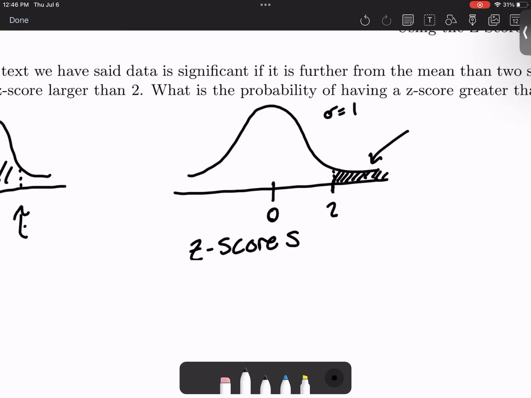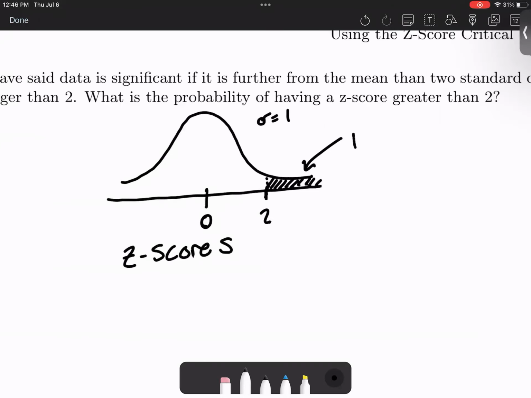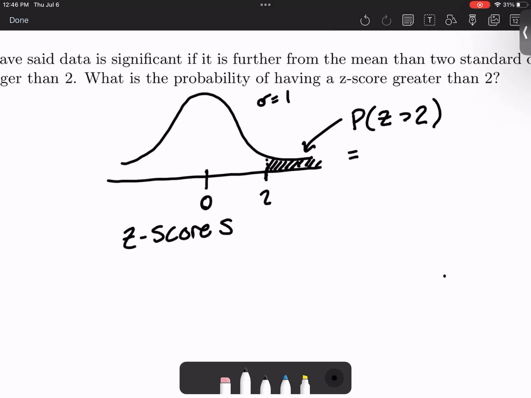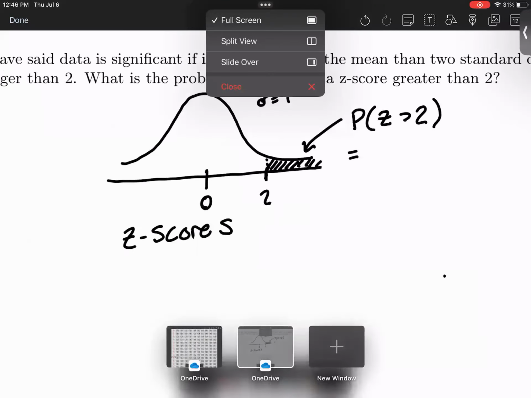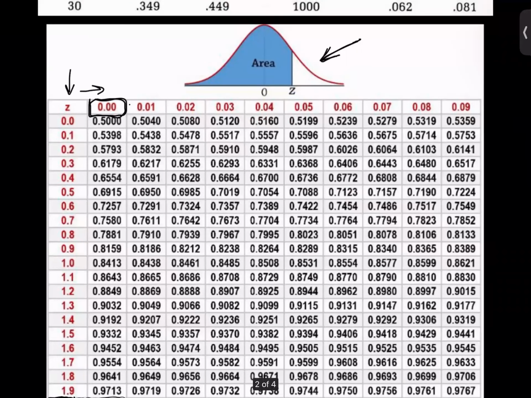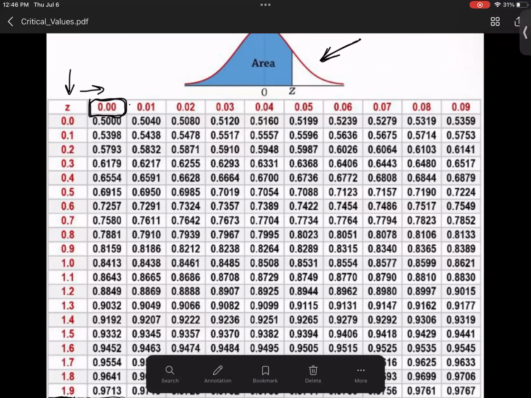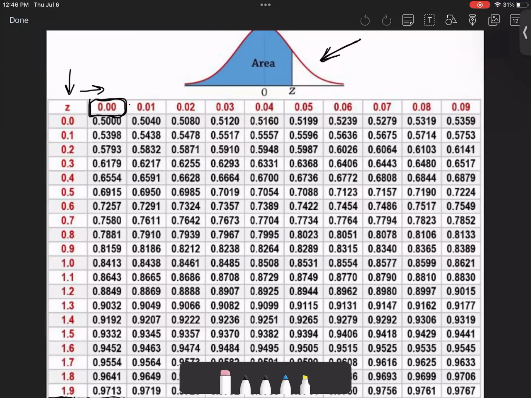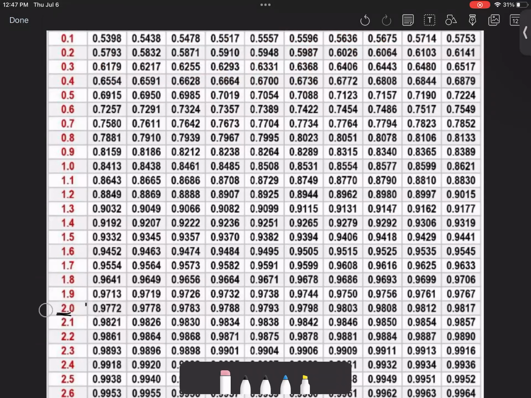So let's answer this question. What is that area? So this area is the probability of having a z-score greater than 2. So let's figure out how to read this. We need to read our z-score chart. So this is the chart that we're going to use, and there's a lot of different charts available. You can find different ones online if you would like, but all of these values inside this table are going to be approximations to what we need.